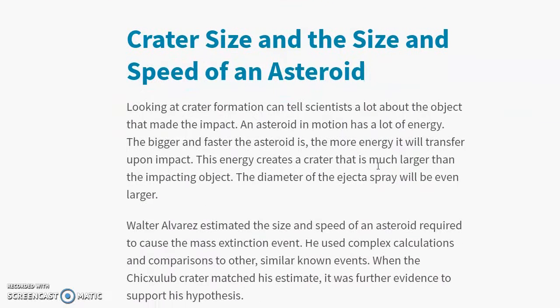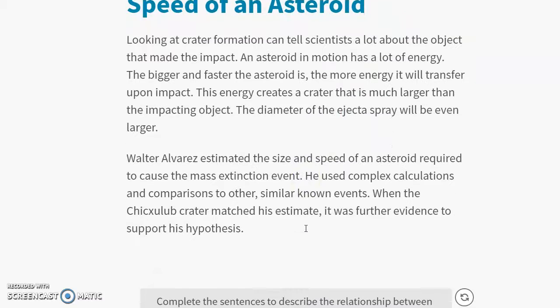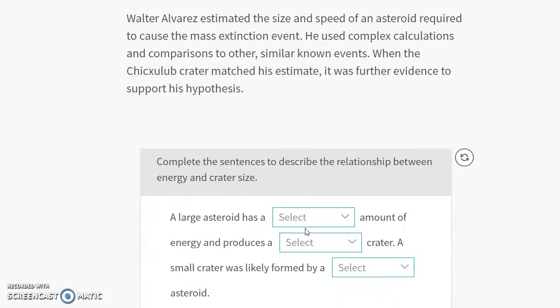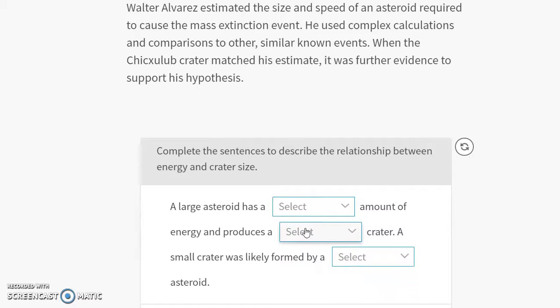So now we're talking about crater size and the size and speed of an asteroid. Looking at a crater can tell you a lot about what made that impact. Walter Alvarez estimated the size and speed of an asteroid required to cause mass extinction and used really complex calculations. So sometimes people ask me, why do we need math? Well, you might be the next person to understand why a mass extinction happens, which is really amazing.